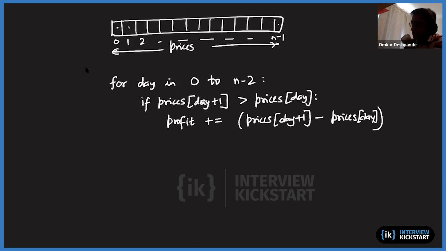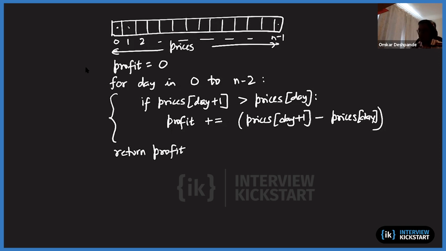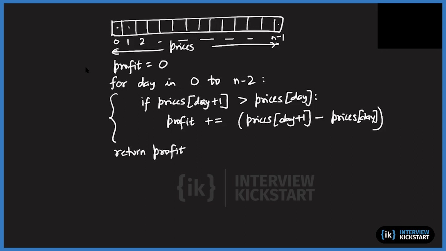So initially, of course, your profit is 0. And then at the end of the for loop, you would have locked in all the days when the stock price grew into your profit. So you return your profit at the end. Sure, thank you. This helps, thank you.